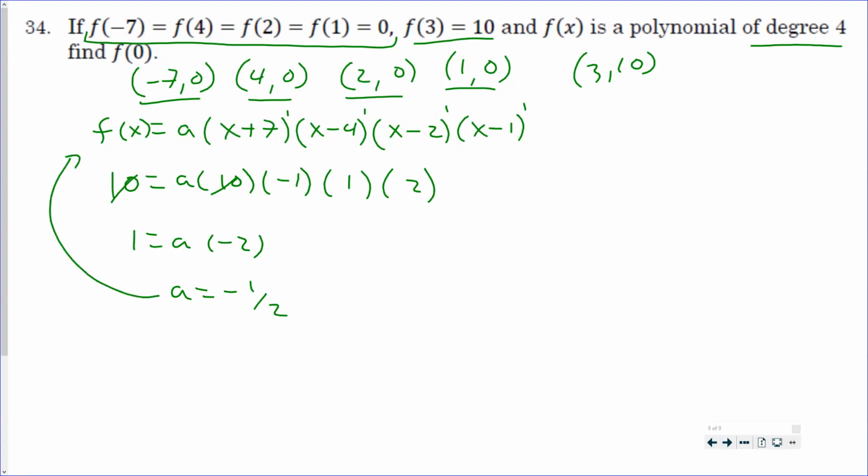So plug that a back in. You get that f of x is negative 1 half, x plus 7, x minus 4, x minus 2, and x minus 1.